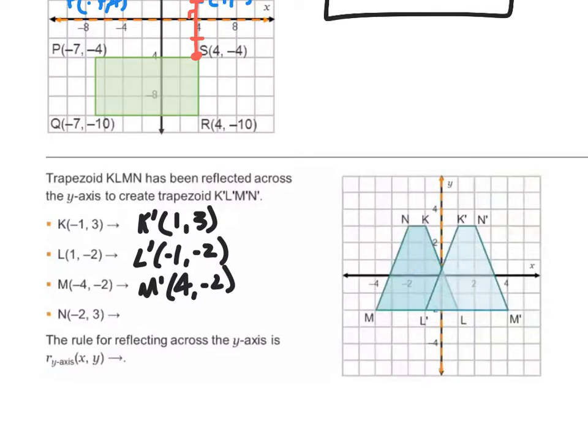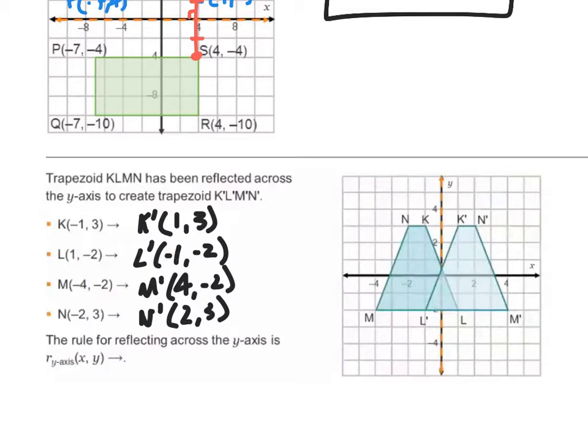If I reflect that over, that's going to be the point 2, 3. So N prime is going to be the point 2, 3. All right, and so think about what's happening here. To go from K to K prime, what's changing? The Y value is staying the same, but the X value is becoming opposite. Okay, and that's happening in each of these.